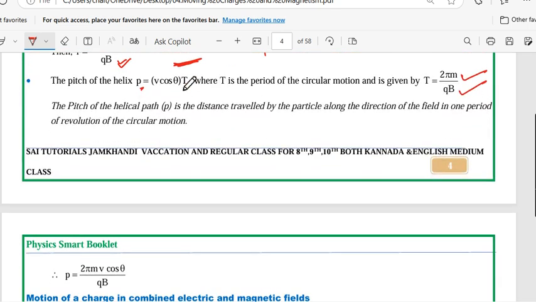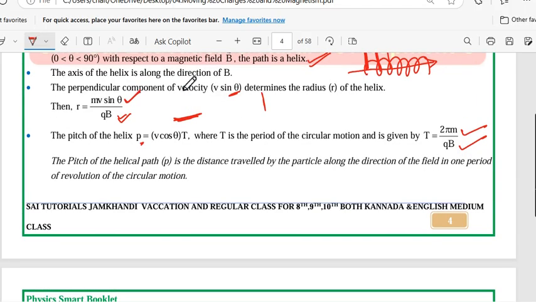Now the pitch of the helical path p is the distance traveled by the particle along the direction of the field in one period of revolution. I have told you that. Suppose a particle wants to move in the helix direction, it needs some period of revolution, and for that kind of revolution we need to have some pitch.